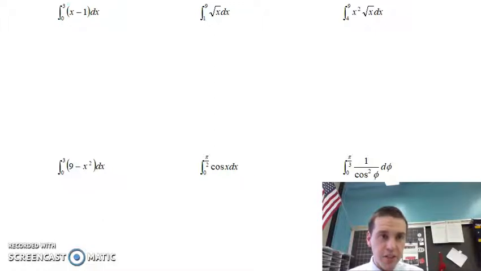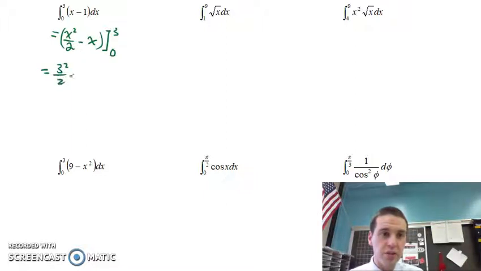So the first example, the integral from 0 to 3, lower bound, upper bound, of the function x minus 1. Put an equal sign. I know what the integral of x minus 1 is. We're going to do x squared over 2 minus x, and we're going to evaluate it from 0 to 3. So this is our big F of x. I'm going to plug in 3.